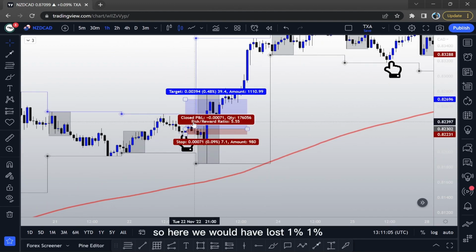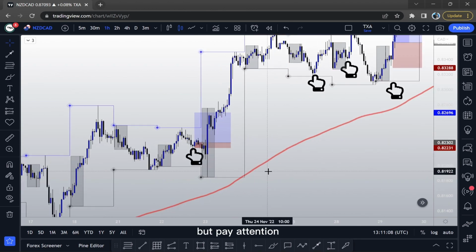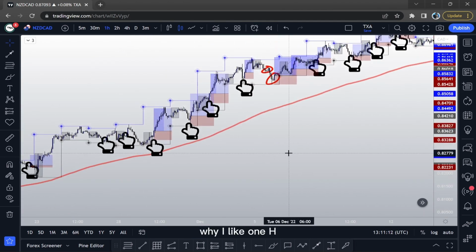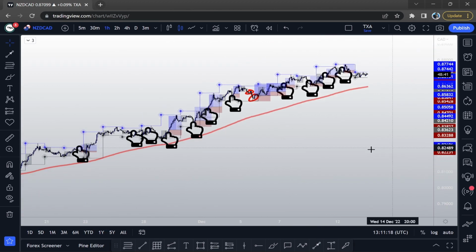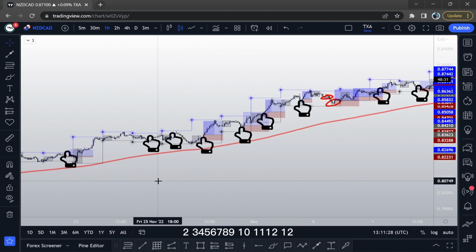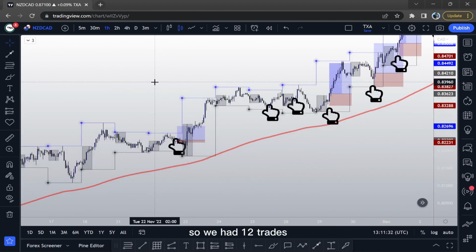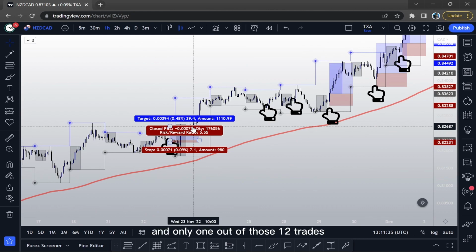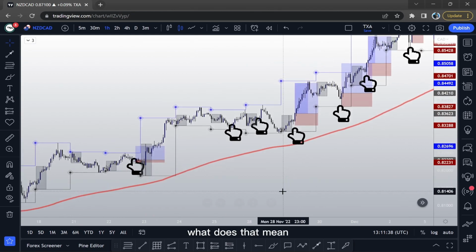So here we would have lost 1%. But pay attention. Look at how many trades we had. Why I like 1H is because it's not going to give you a lot of false signals. So let's calculate. 1, 2, 3, 4, 5, 6, 7, 8, 9, 10, 11, 12. So we had 12 trades, and only one out of those 12 trades actually stopped us out. What does that mean? This means that the success rate of this strategy is emotional. The success rate of this strategy is going to get you over the edge. It's going to make you a successful Forex trader.